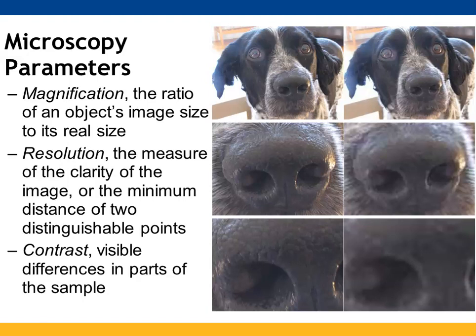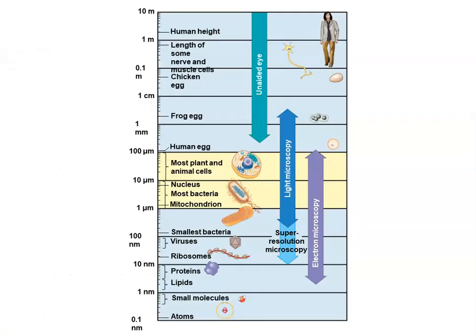So the image on the left and the middle is going to have a greater resolution than the one on the right. On the one on the left, you can see the individual indentations on this dog's nose. And then contrast is going to be able to show you specific differences in parts of the sample, the difference between the darker areas and your lighter areas.